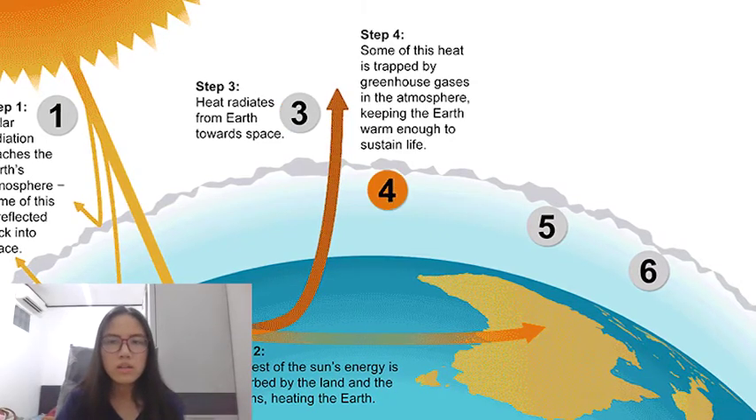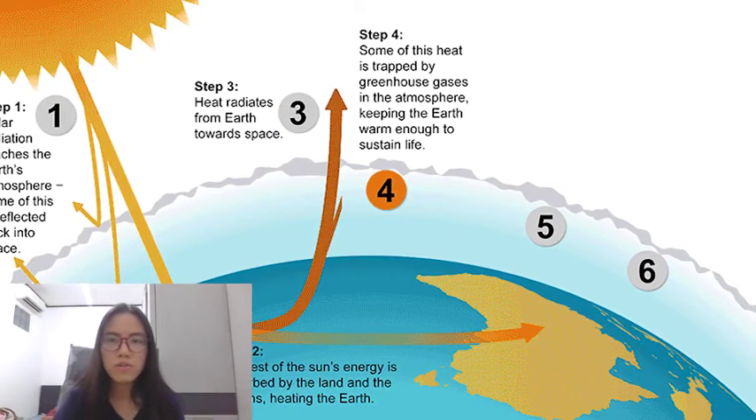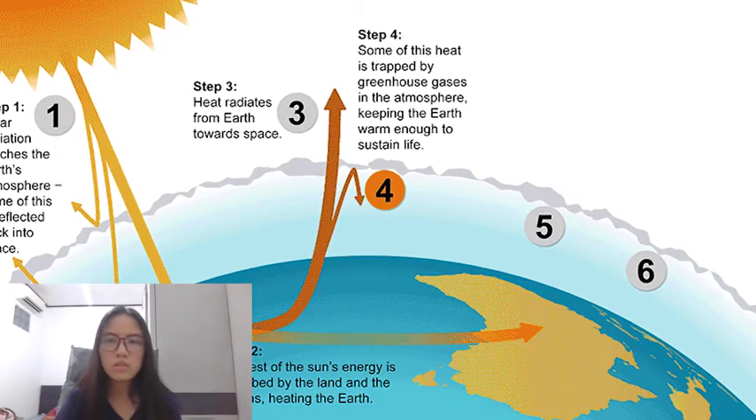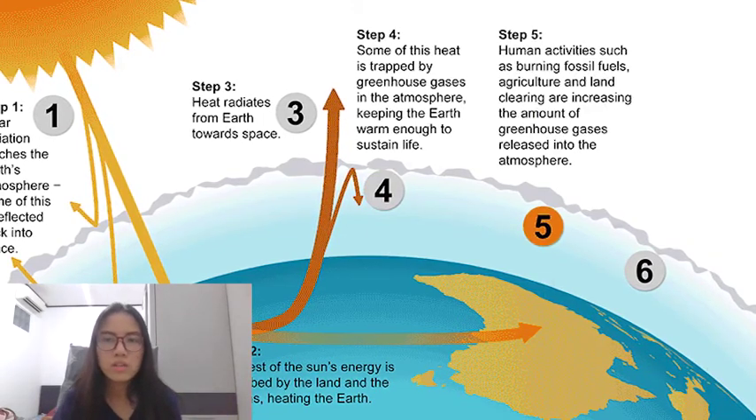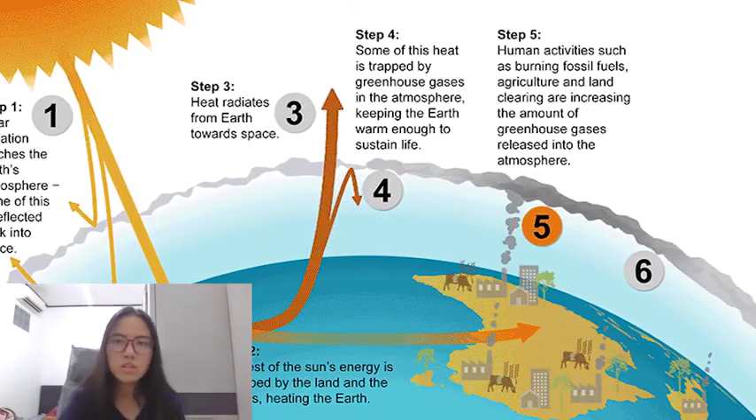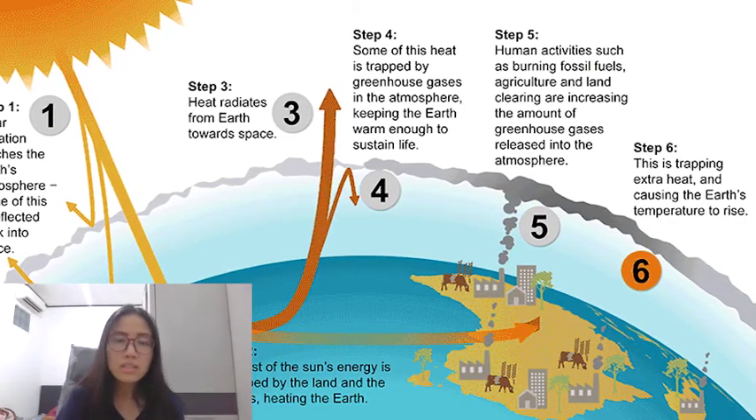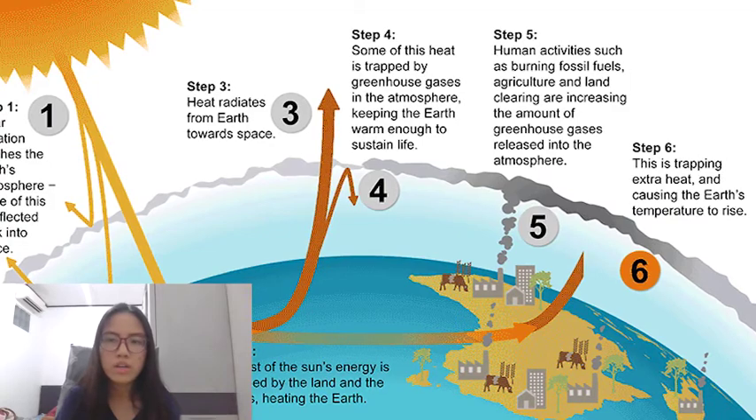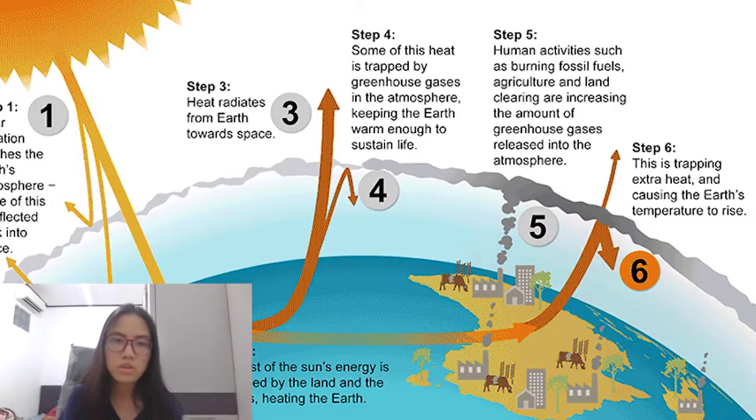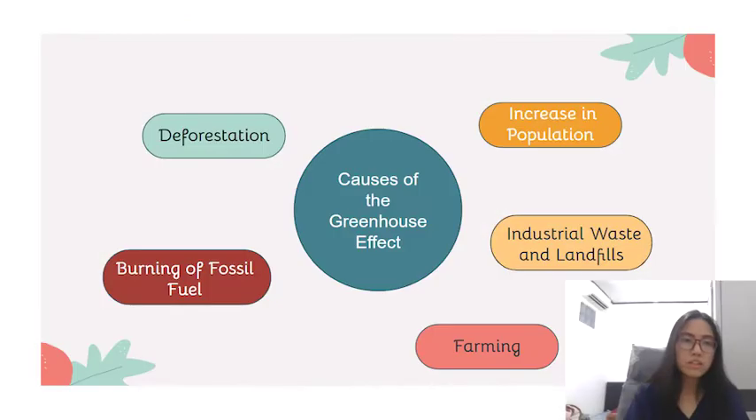Other than all of this, human activities such as burning fossil fuels, agriculture, and land clearing are increasing the amount of greenhouse gases released into the atmosphere. This is trapping extra heat and causing the Earth's temperature to rise. Like I mentioned briefly before, I'm going to explain a little bit more about the causes of the greenhouse effect.